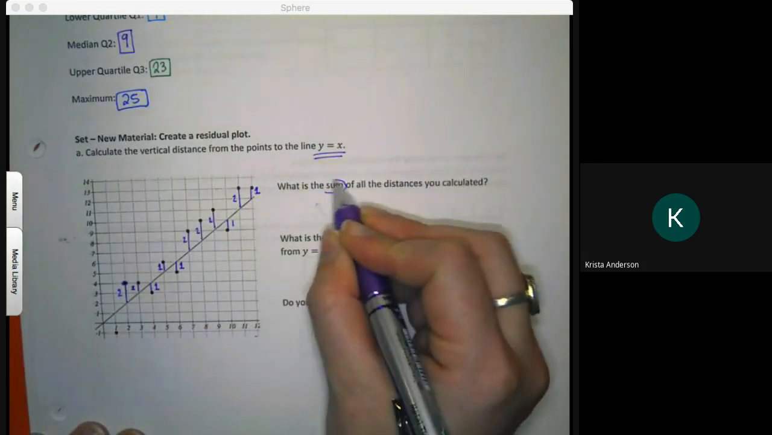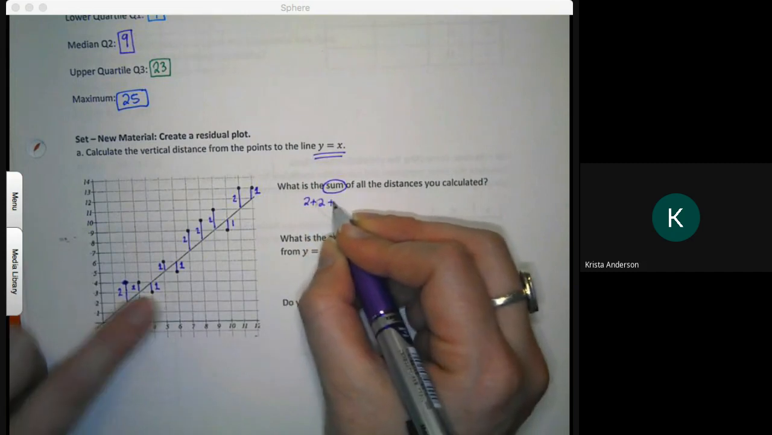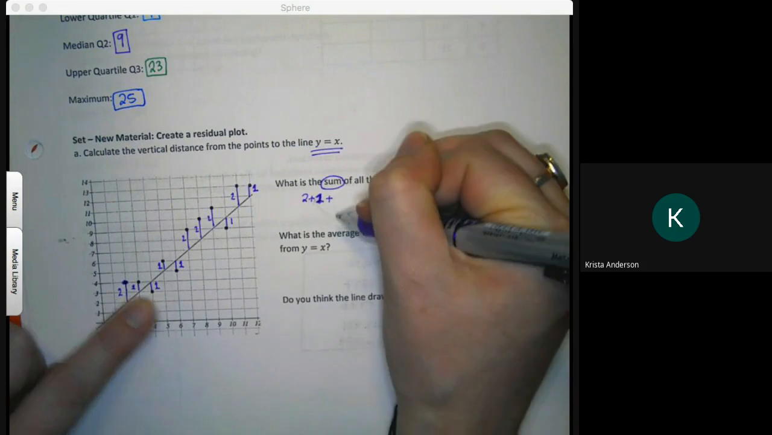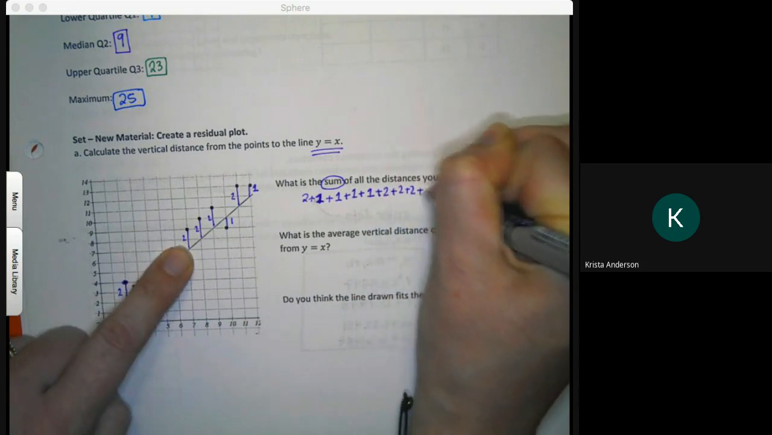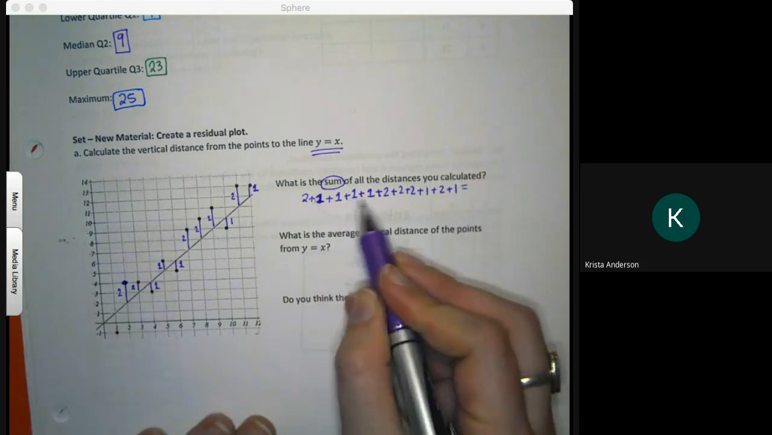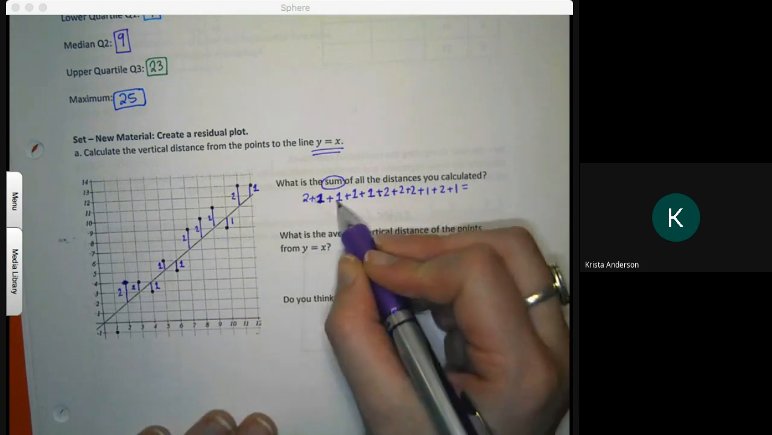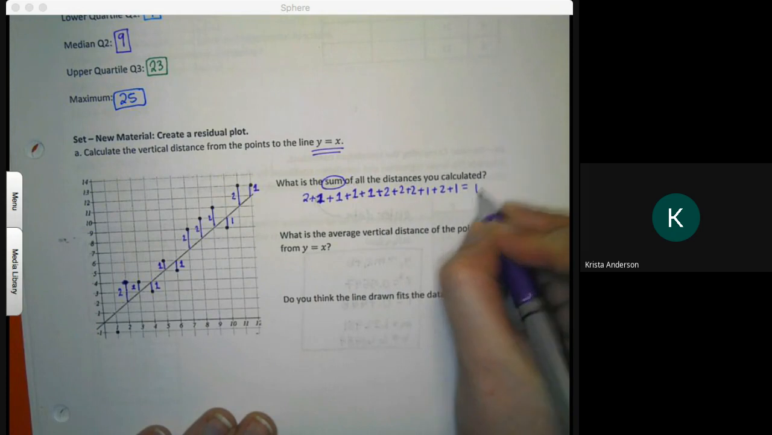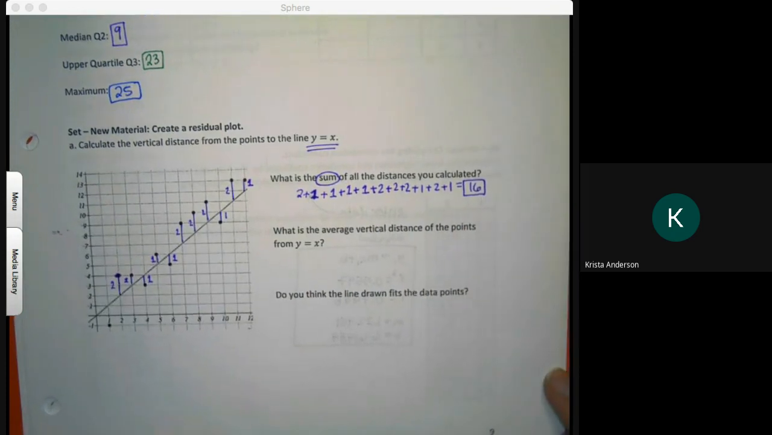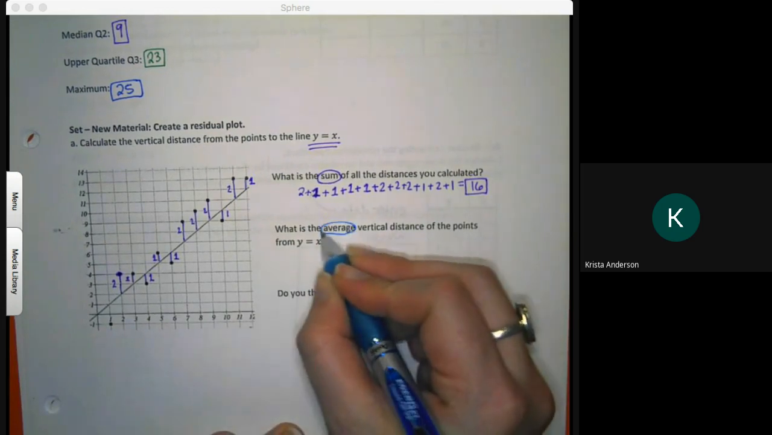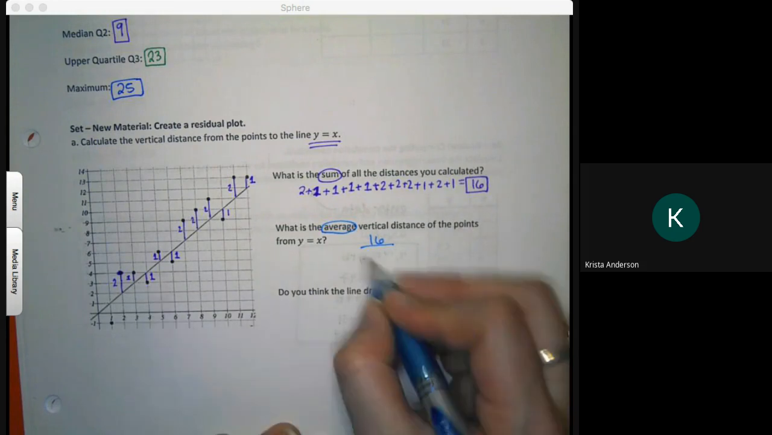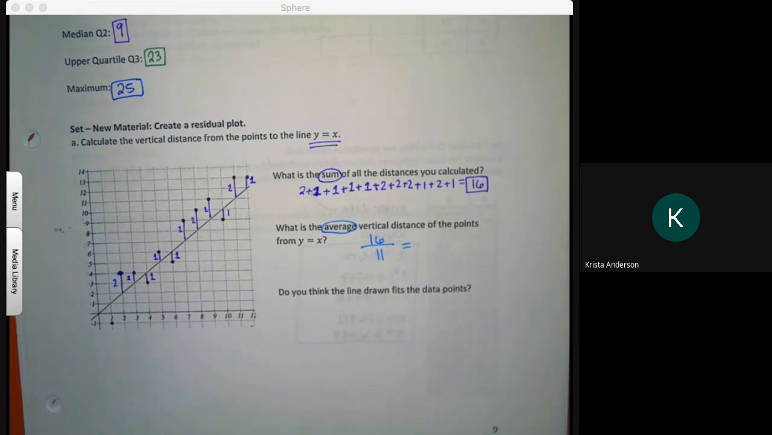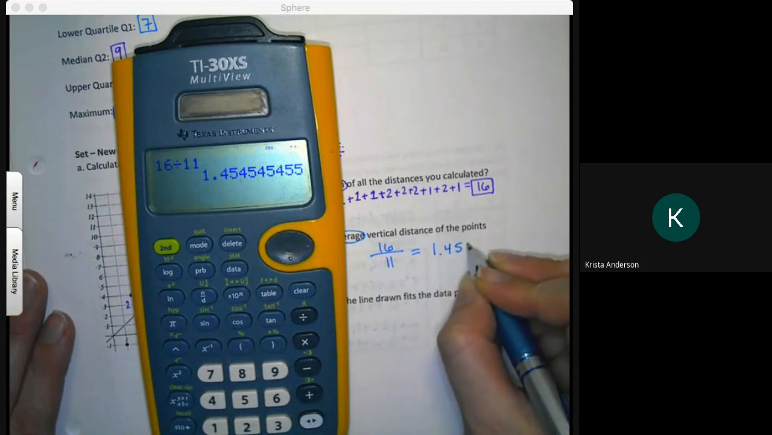What is the sum of all the numbers? 2 plus 1 plus 1 plus 1 plus 1. 2, 3, 4, 5, 6, 7, 8, 9, 10, 11, 12, 13, 14, 15, 16. Is that okay? Yep. You add up to 16. What would I do to find the average? What would I have to do with the 16? Divided by how many numbers are there? 11 numbers. 16 divided by 11. 1.45, around the third number to a 5.